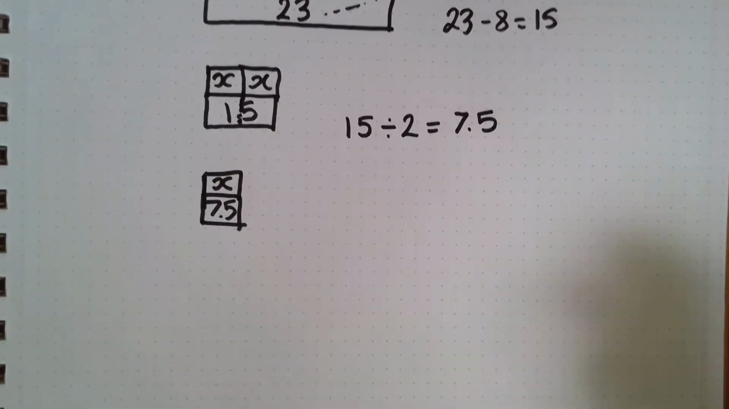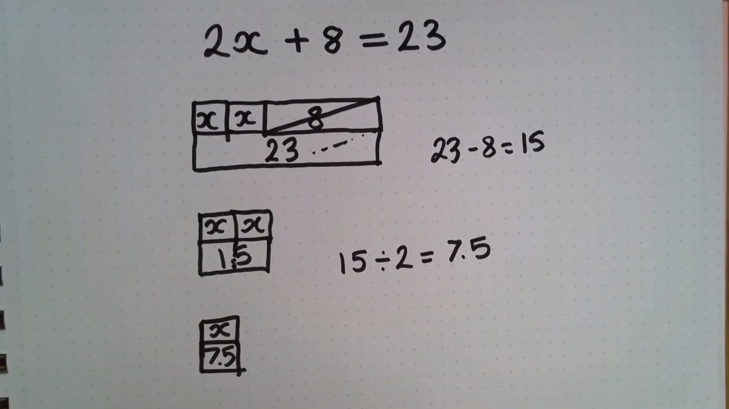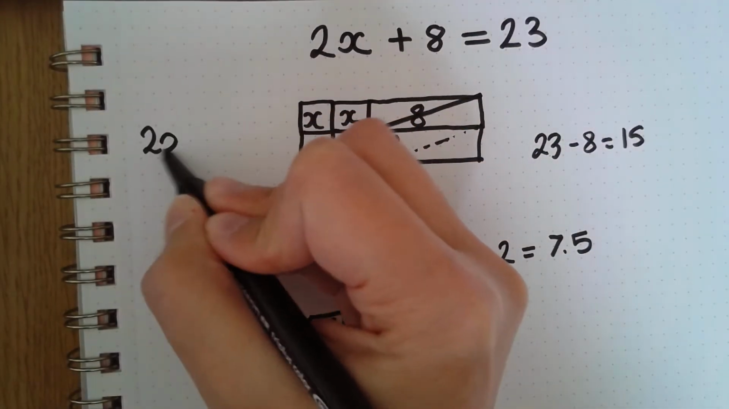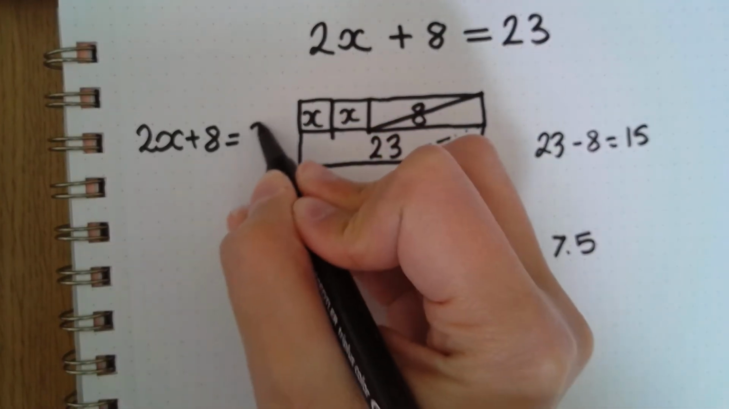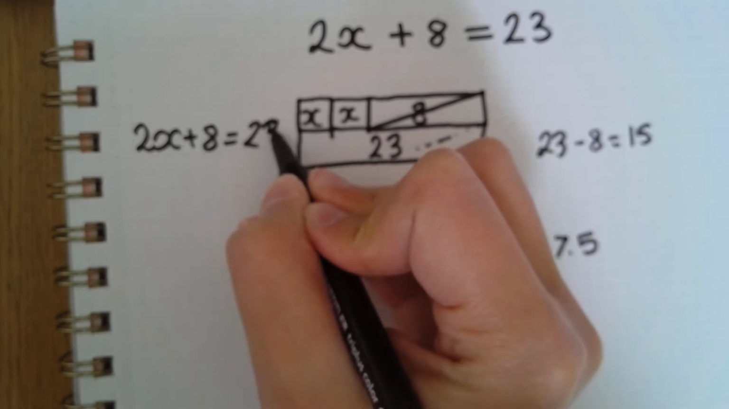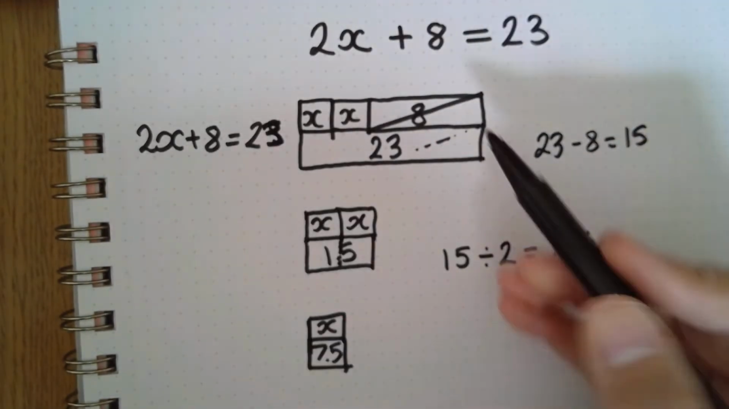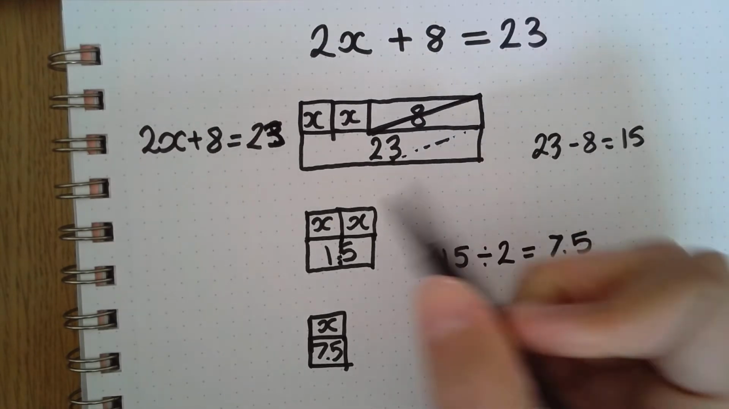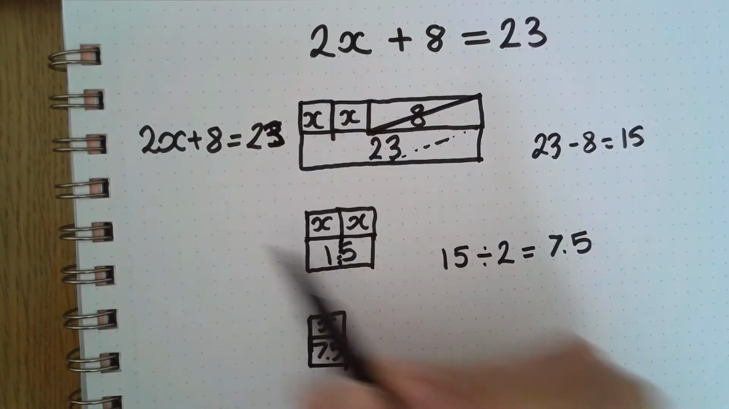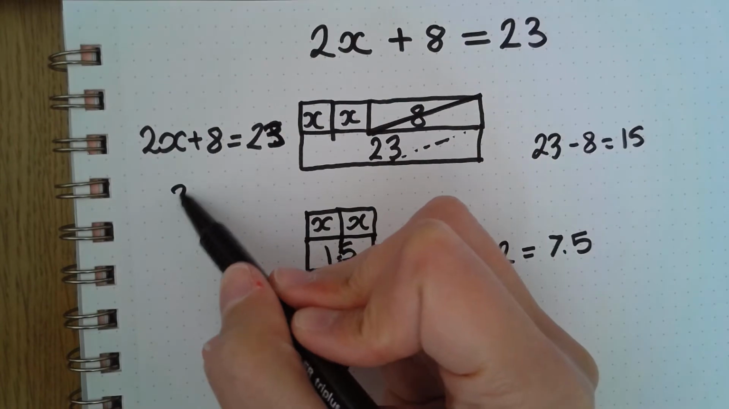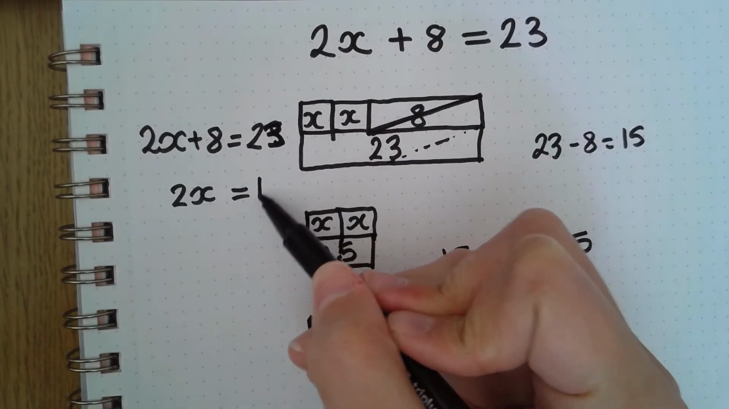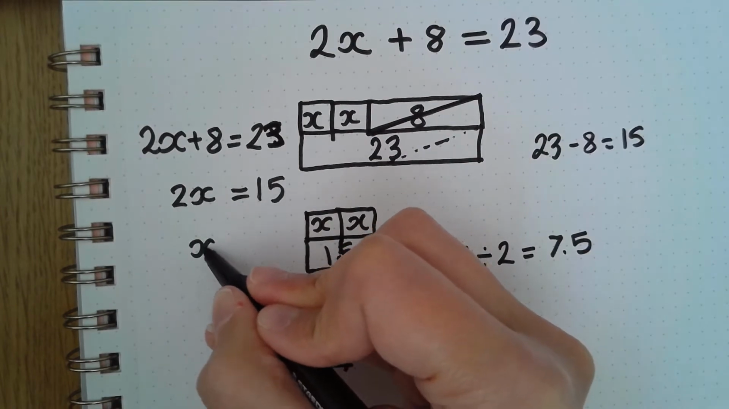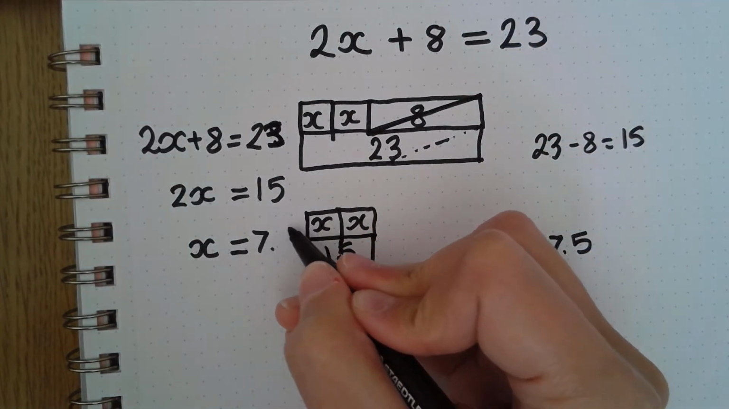Okay, if we want to do that algebraically, using the bar models really, here we've got 2x, add 8 equals 23. And then we took away 8 from there and from 23. So we're going to take away 8 from both sides and we were left with 2 x's equals 15. And then we divided by 2 both sides, so we were left with x equals 7.5.